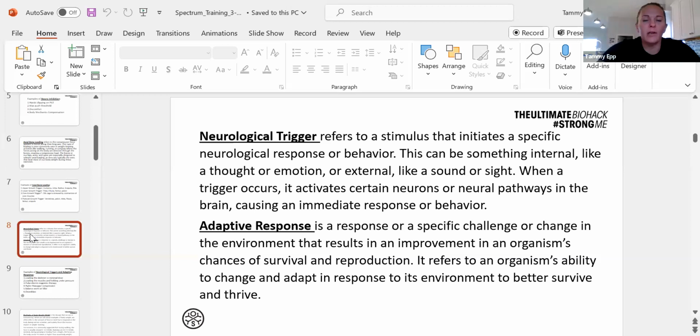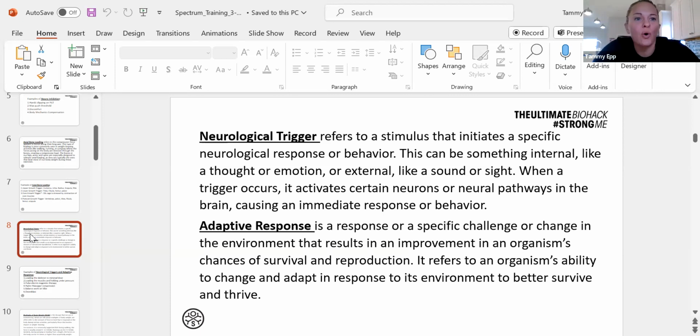All right. Ready to move on to the next couple here. Neurological trigger. A neurological trigger refers to a stimulus that initiates a specific neurological response or behavior. This can be something internal like a thought or an emotion, or it can be external like a sound or a sight. When a trigger occurs, it activates certain neurons or neural pathways in the brain, causing an immediate response or behavior. And a lot of times it's involuntary, so it just happens, right? It's just a natural response. Neurological trigger is the trigger or the event that leads to a response.